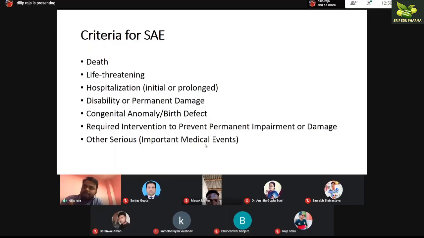Again, we will categorize the adverse event into serious and non-serious. All adverse events cannot be serious adverse events. Some are normal adverse events, some are serious events. So we have certain criteria for the serious adverse events. These are the 7 criteria. One is death. Second is life-threatening. Third is hospitalization. Fourth is permanent disability. Fifth is congenital anomaly, which means birth defect. Then the permanent damage, requiring intervention to prevent permanent impairment or damage, and important medical event. If that adverse event falls into these criteria, we will call it a serious adverse event, SAE.